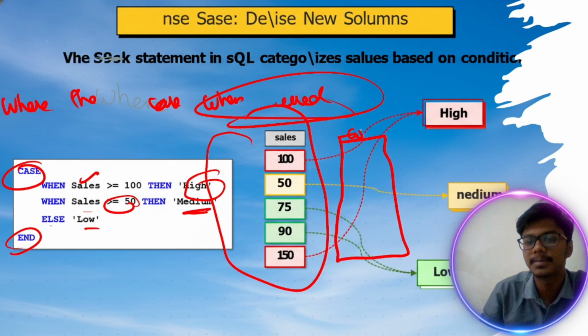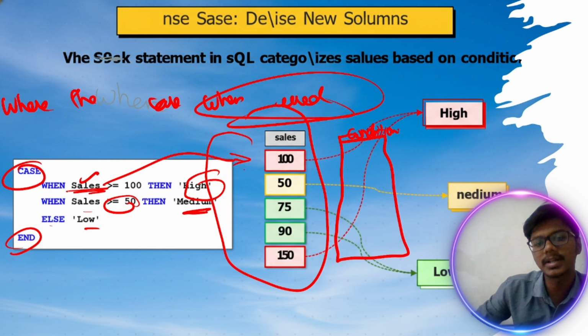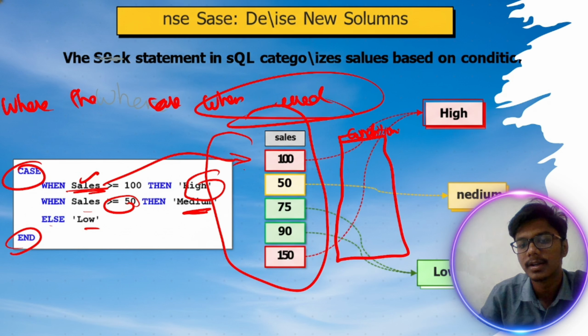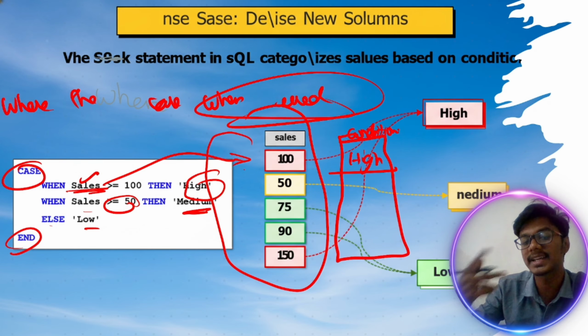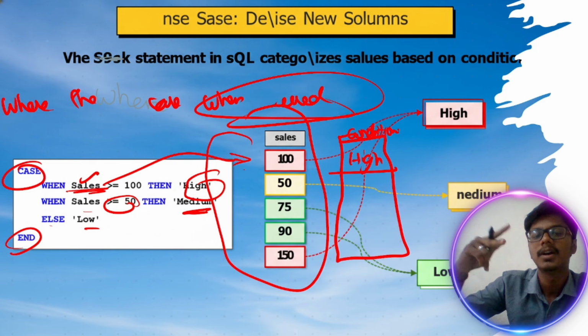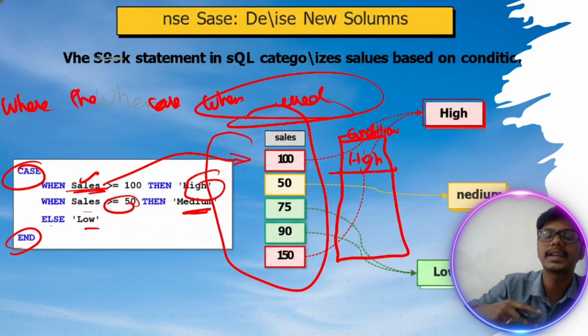Let me write the column name as condition. The query gets executed in the database, and the condition checks whether the sales is greater than or equal to 100. Yes, the sales is greater than or equal to 100, so here I want to put high. Then for the next row, it checks whether the value is greater than or equal to 100. No, the first condition failed, so it goes to the second condition, the else if.